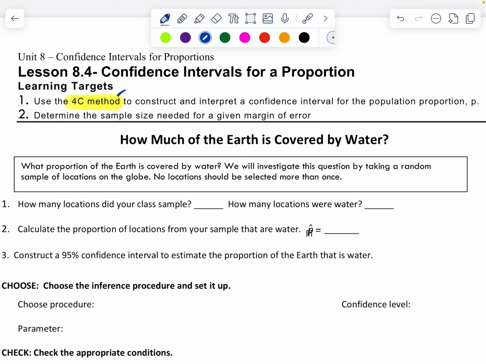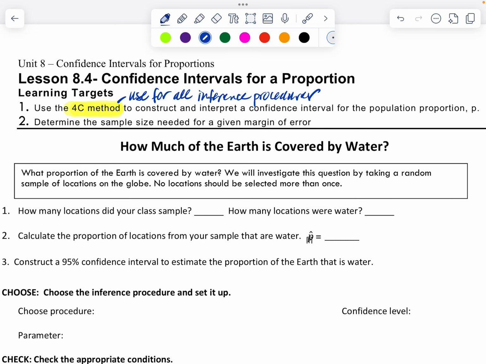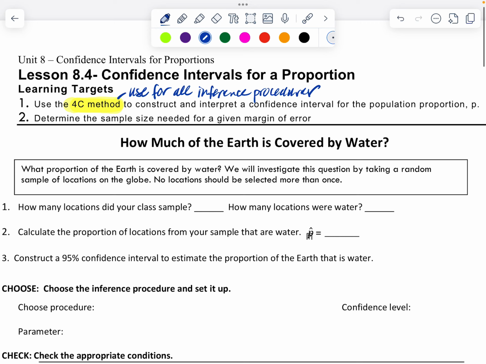So we will be using this for all inference procedures from here on out for the rest of the school year. So we're going to use the 4C method to construct and interpret a confidence interval for the population proportion P. And then we're also going to do some work where we have to determine the sample size for a particular margin of error. So that's on the back half in the check your understanding.